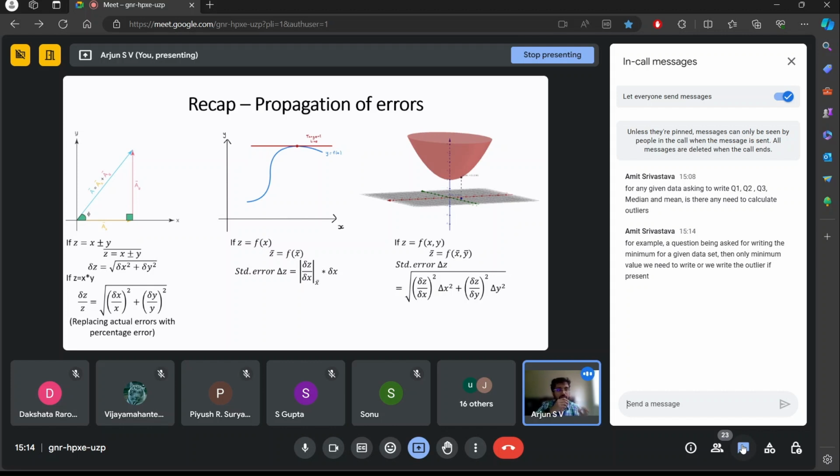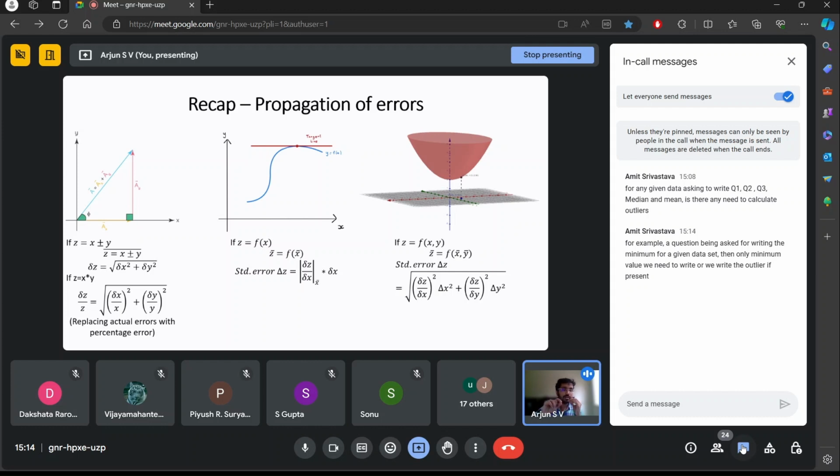For example, if a question is asked for writing the minimum for a given data set, then only the minimum value we need to write, or we need to represent the outlier. That's the thing. So if they ask the minimum value in the assignment, we will come back; I'll be discussing those problems as well. So if they're asking the minimum value, you should exclude the outlier and write only the minimum value, which is the minimum acceptable range which you get.